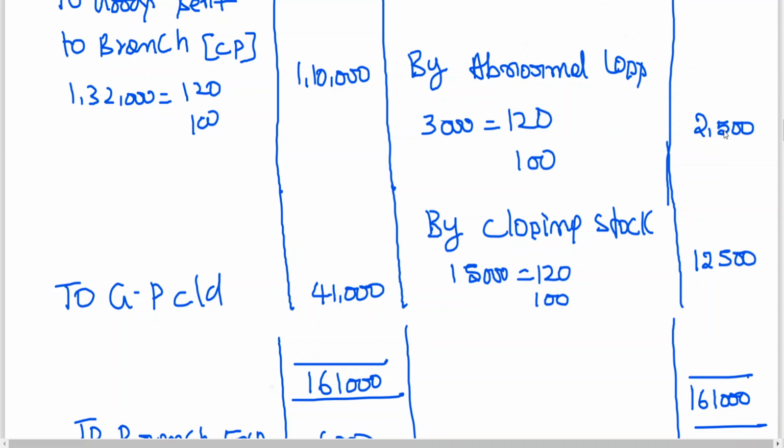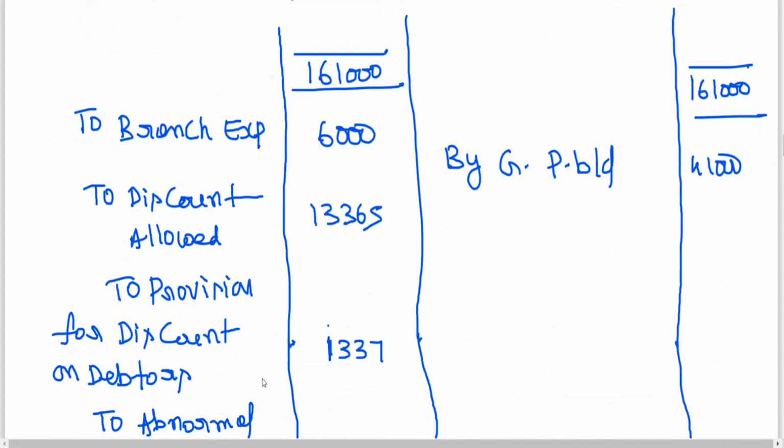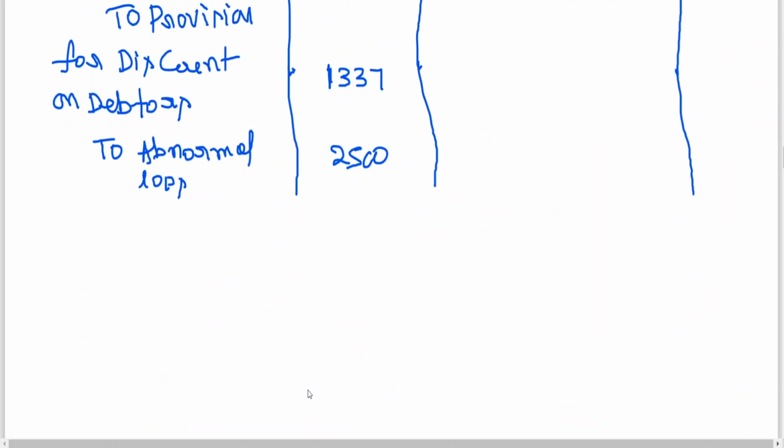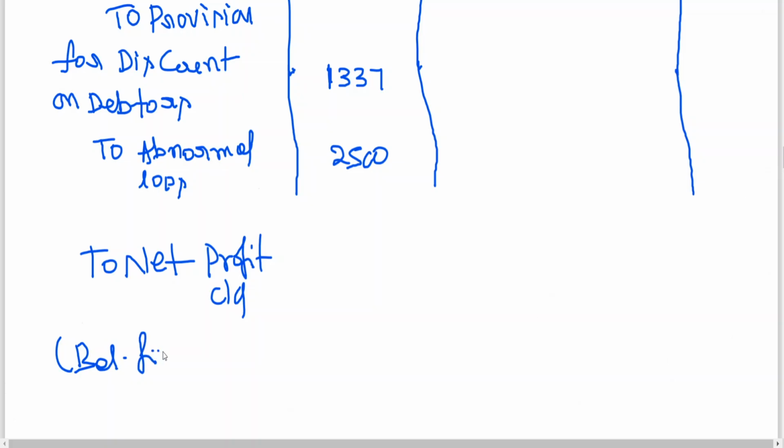Net loss is debited to the P&L account. Net loss means gross loss minus claim admitted. Since there is no claim, the entire gross loss is net loss. So abnormal loss is 2500. We can write a note later on if you want. That's it. You can find out net profit. I think the right side is showing more. This is your balance.